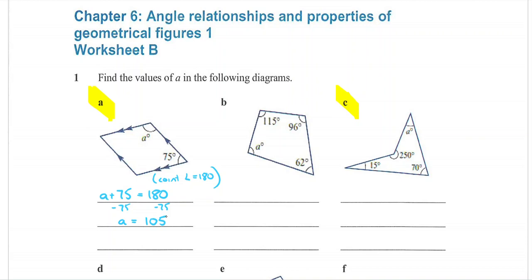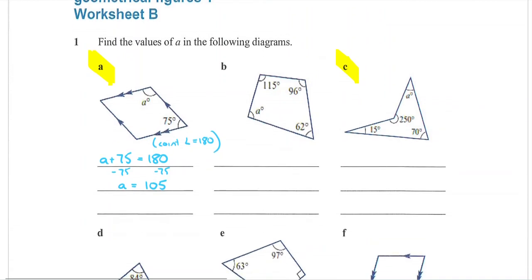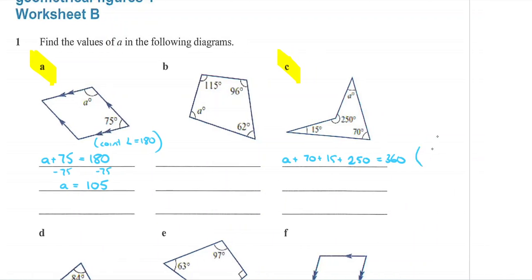C is one that I have got all the angles. So this one, all those angles will add up to give 360 because that's the angle sum of a quadrilateral. Let's make this A plus 70 plus 15 plus 250 equals 360. I'm just writing the reasons to remind you. And this one is angle sum of a quad equals 360.